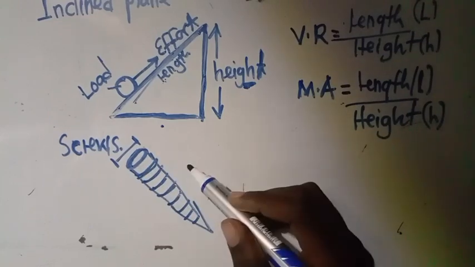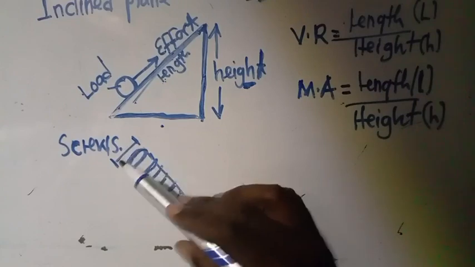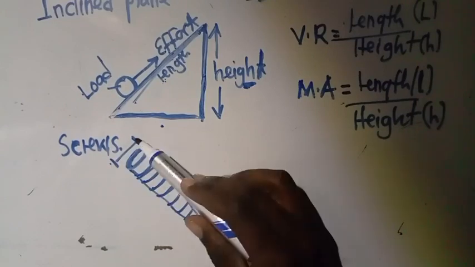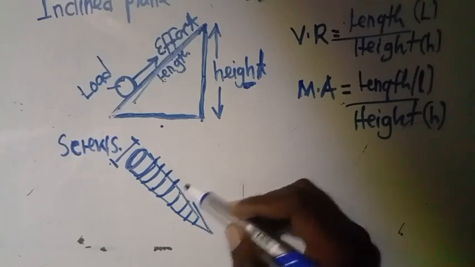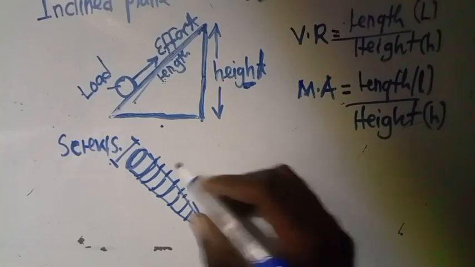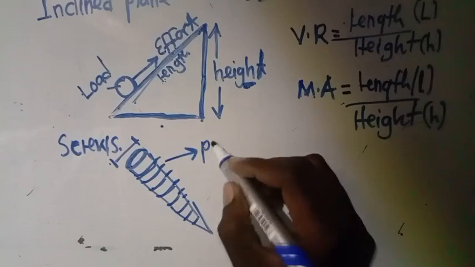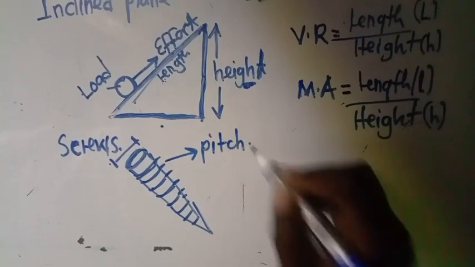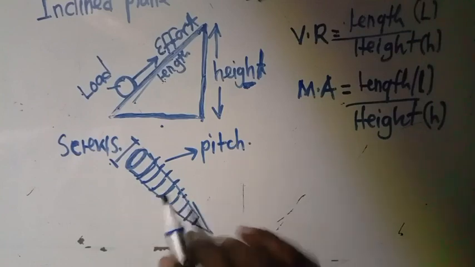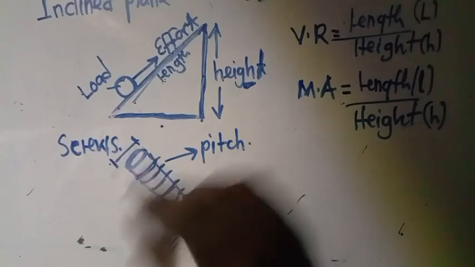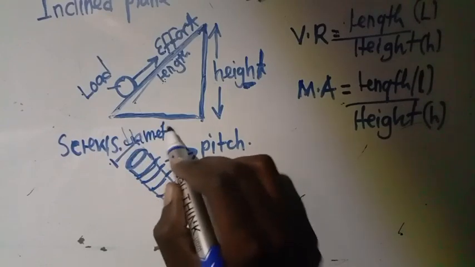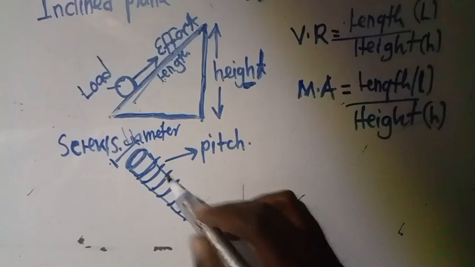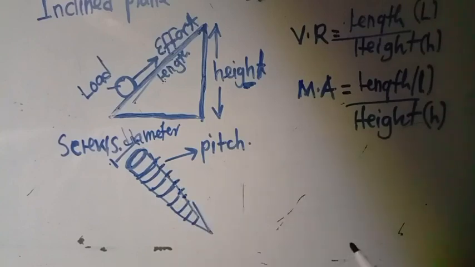So this one is a diameter, from here to there. But the distance from here to there, this equal distance between threads, is what I'm calling the pitch. So this is the diameter, and this small distance here is the pitch. So this is what you are supposed to know.